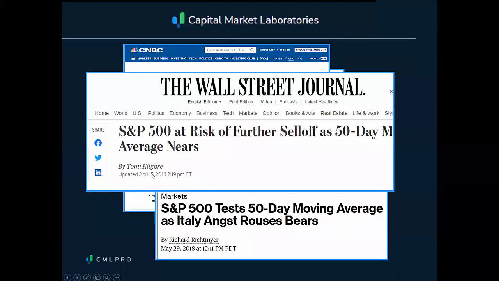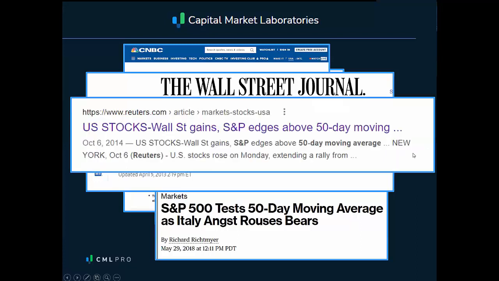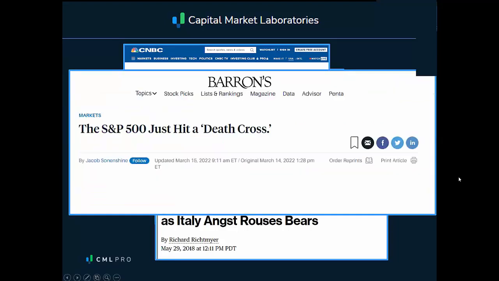The Wall Street Journal. This is in 2013, right? S&P 500 at risk of further sell-off as the 50-day moving average nears. I had to cut that off. Reuters: S&P edges above the 50-day moving average. This is in 2014. I'm choosing dates all around the place, right? Barron's goes even further. This is 2022.